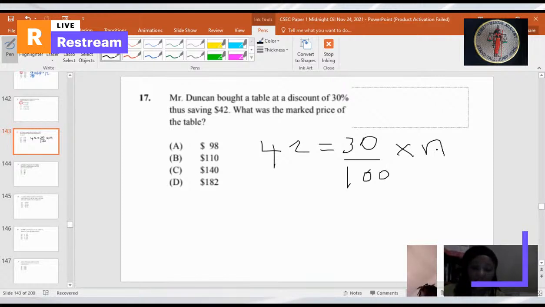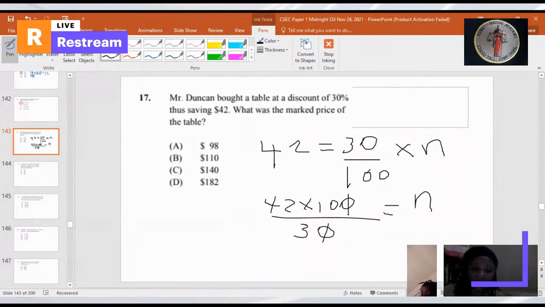So to get n, we're going to cross multiply. So multiply 42 times 100 over 30. All right, and that's going to give what? Okay, so we can cancel the 100, right? 3 into 42 goes 14, and times 10. So n is $140.